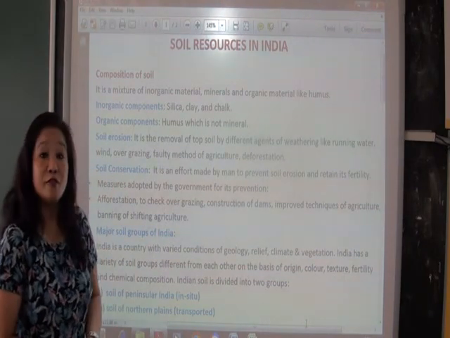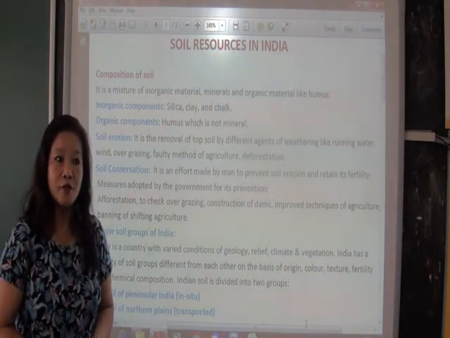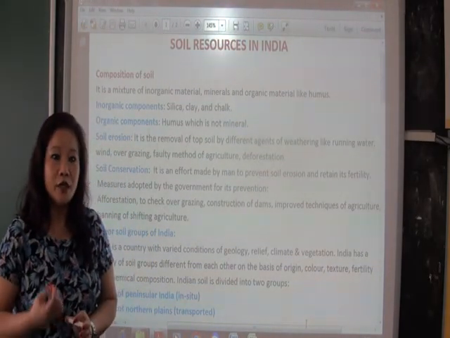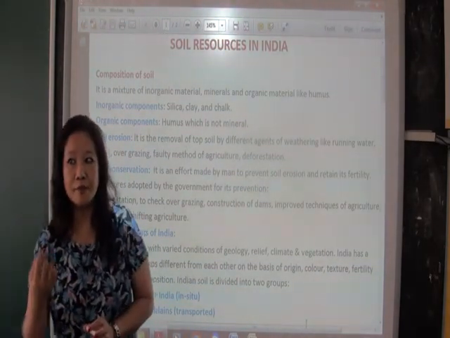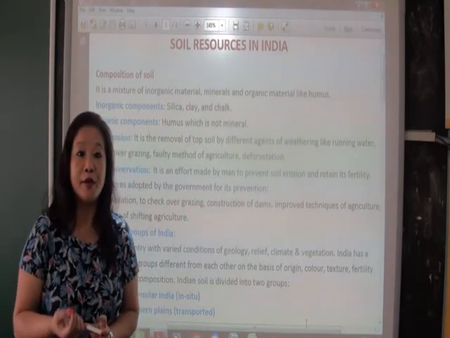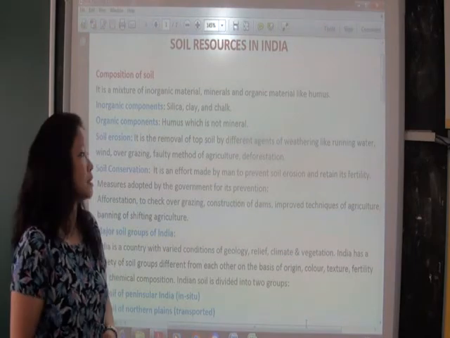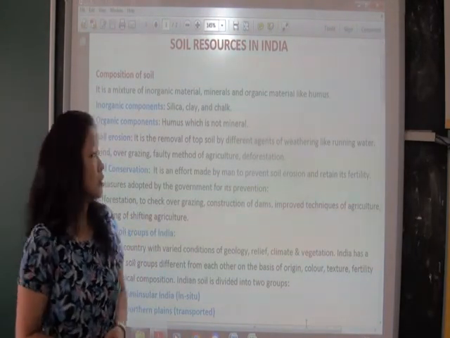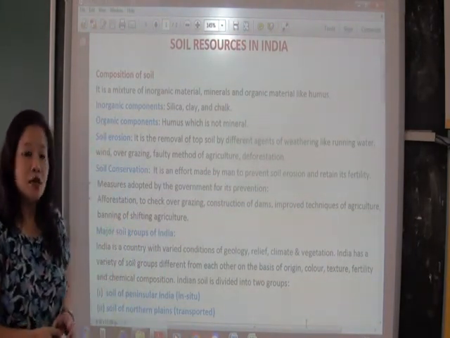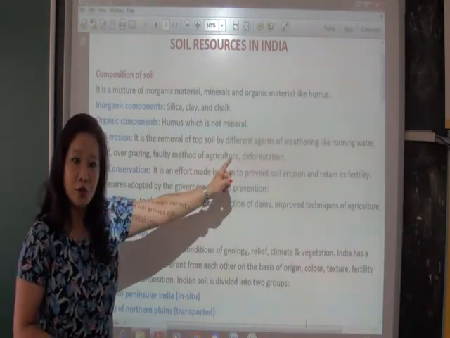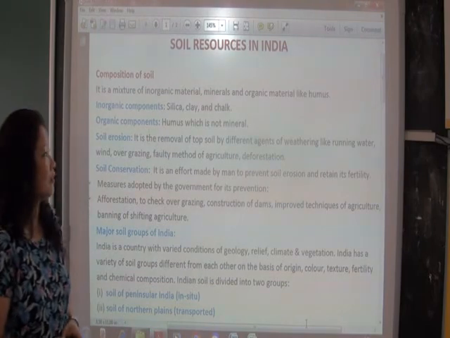Then the last one is deforestation. You know what deforestation means? The illegal felling of trees. We can say cutting also, but an appropriate word would be felling, right? So illegal felling of the trees is deforestation, and that will also lead to soil erosion. So in this topic, you have to know what soil erosion is and what the different agents of weathering are.